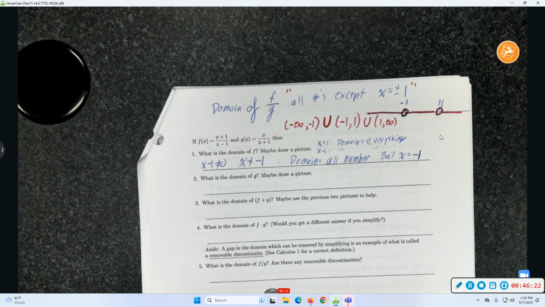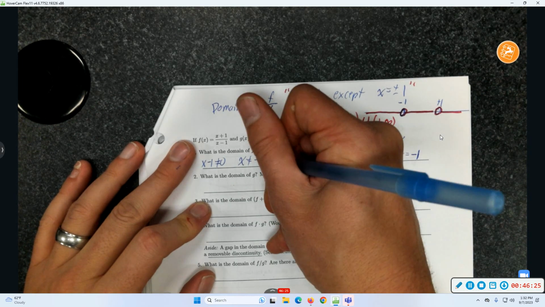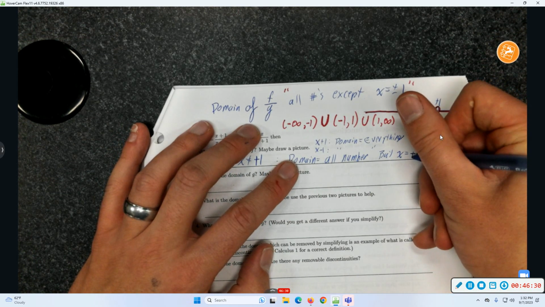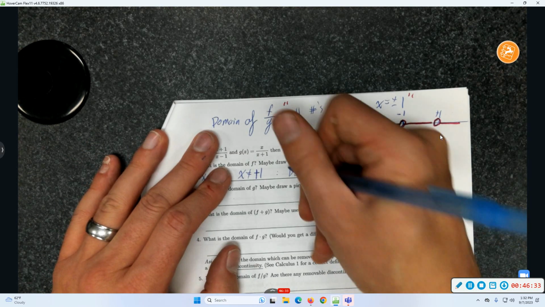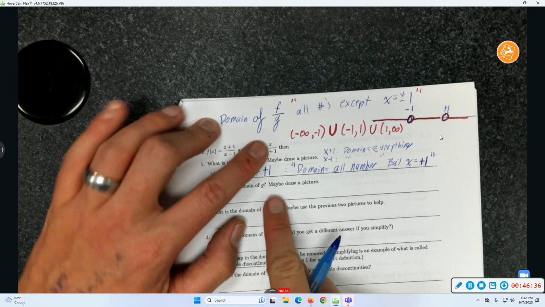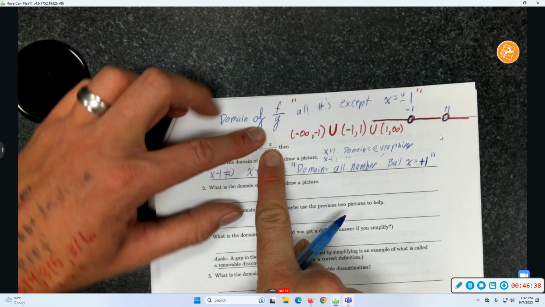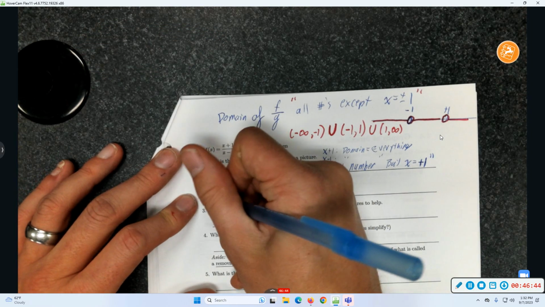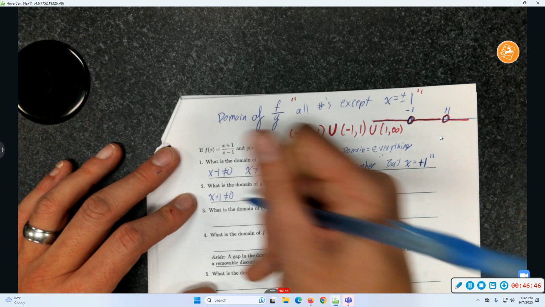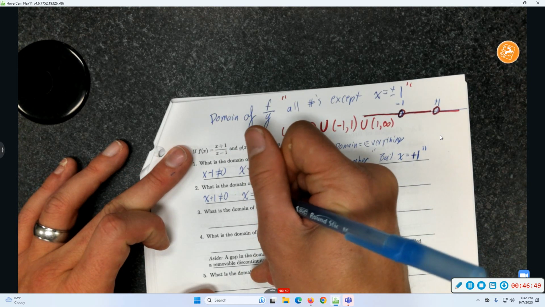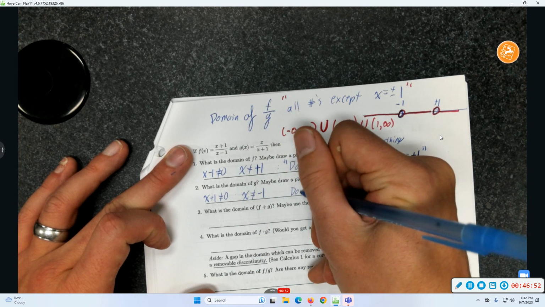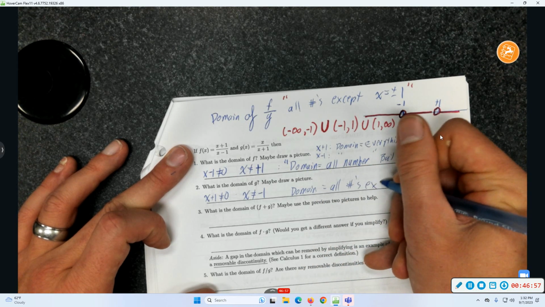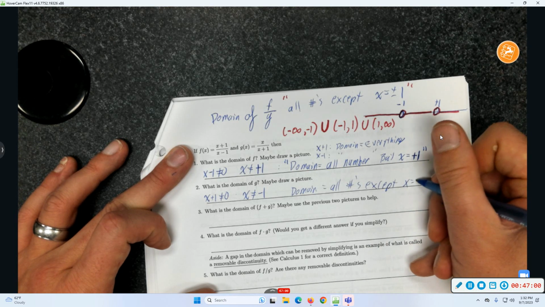Play the same game with g. Add 1 to both sides. X is not plus 1. The domain is all numbers except for x equals plus 1. I apologize. Let's play the same game with g. Well, x on its own, nothing can go wrong. X plus 1 on its own, nothing can go wrong. But you see division. X plus 1 had better not be equal to 0. So it looks like x can't be negative 1. The domain is all numbers except x equals negative 1.